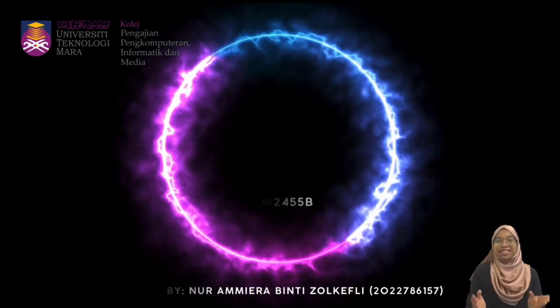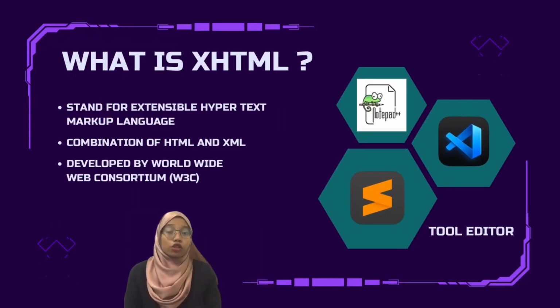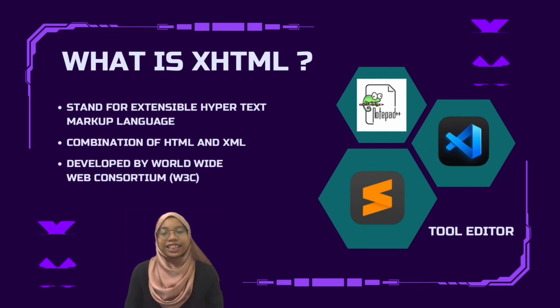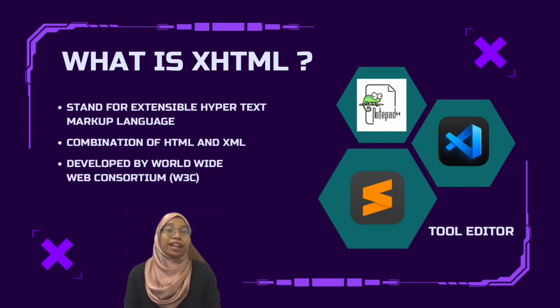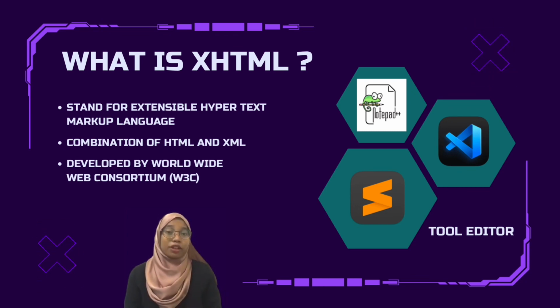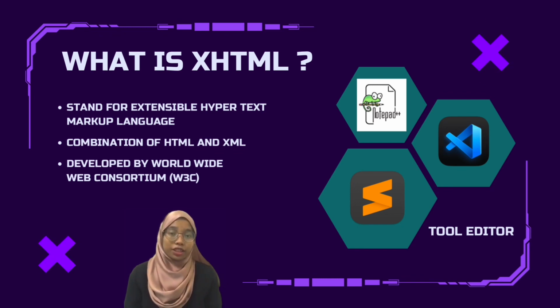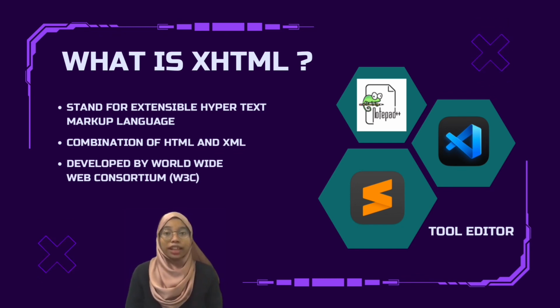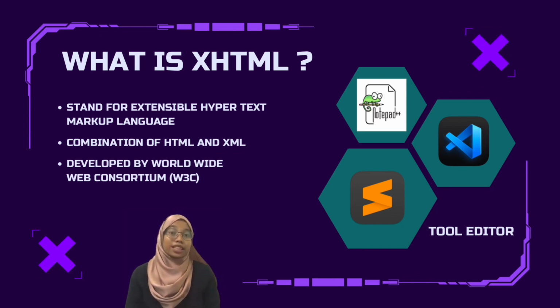So let's proceed. Alright, do you know what is XHTML? XHTML stands for Extensible Hypertext Markup Language. It is used to define and organize the page content, but not to format or style it, because that is part of CSS. XHTML was also developed by the World Wide Web Consortium, which is W3C, and it is the combination of XML and HTML.